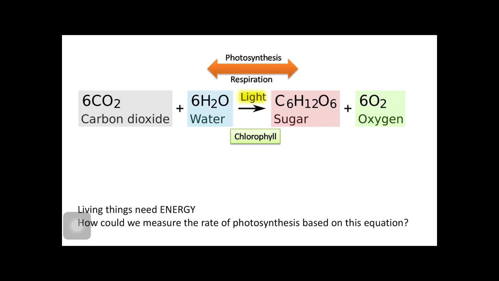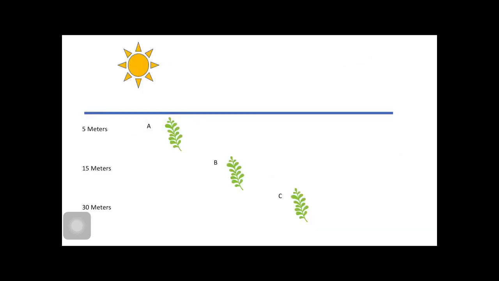To do that, I might, for example, put the plant underwater and count the amount of bubbles. Those bubbles will indicate the oxygen given off. With an increase of oxygen, I can infer that the process of photosynthesis is going faster. So here would be an example. I take plants, I put them underwater. One plant is 5 meters, the next one is 15, and the third one is 30.